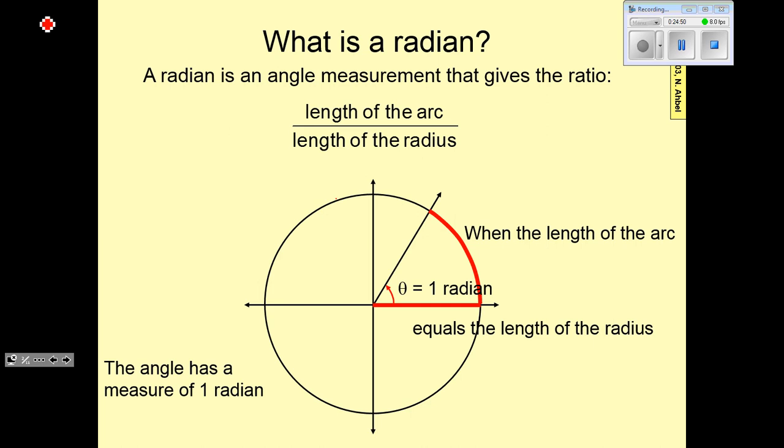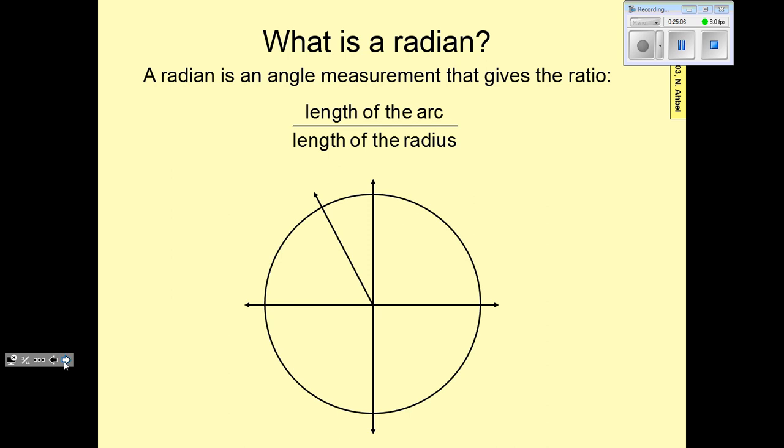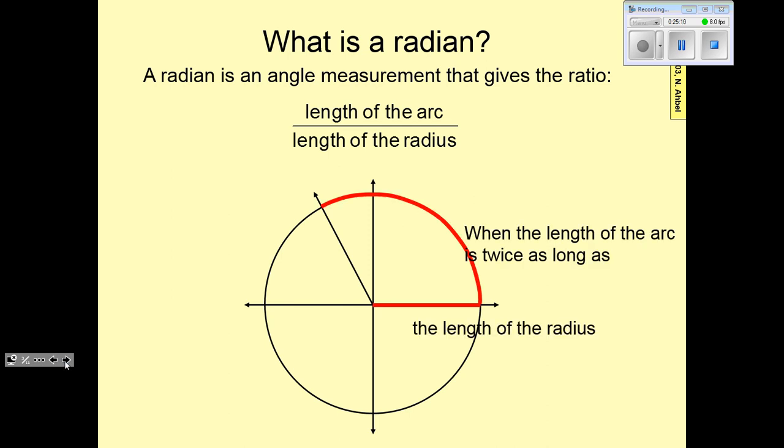Okay. So now imagine we got the same circle, the same arc length, the same radius. Think in your mind where 2 radians would be. Just in your mind, see if you can see where it is. Or place it on your circle on your paper. So here's when the length of the arc is twice as long as the radius, the angle has a measure of 2 radians.